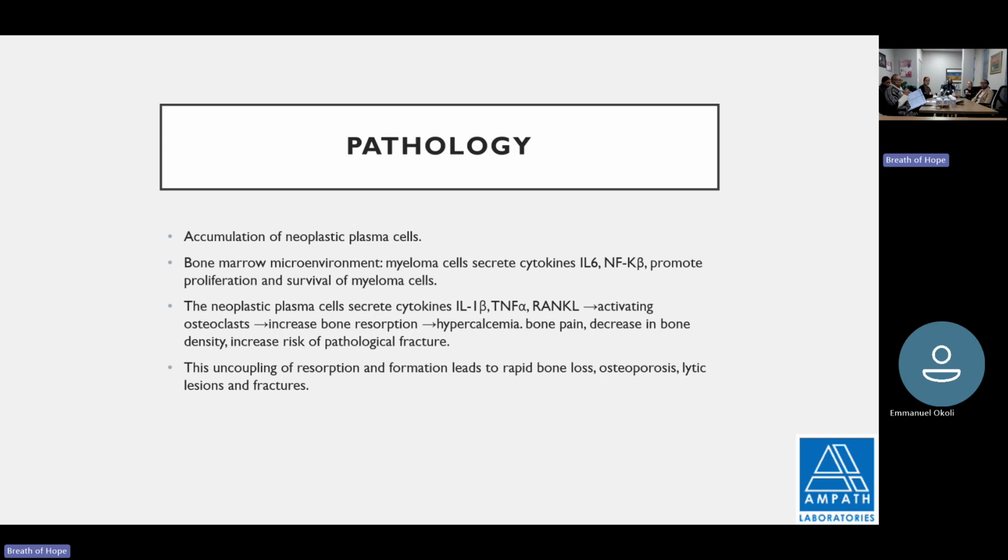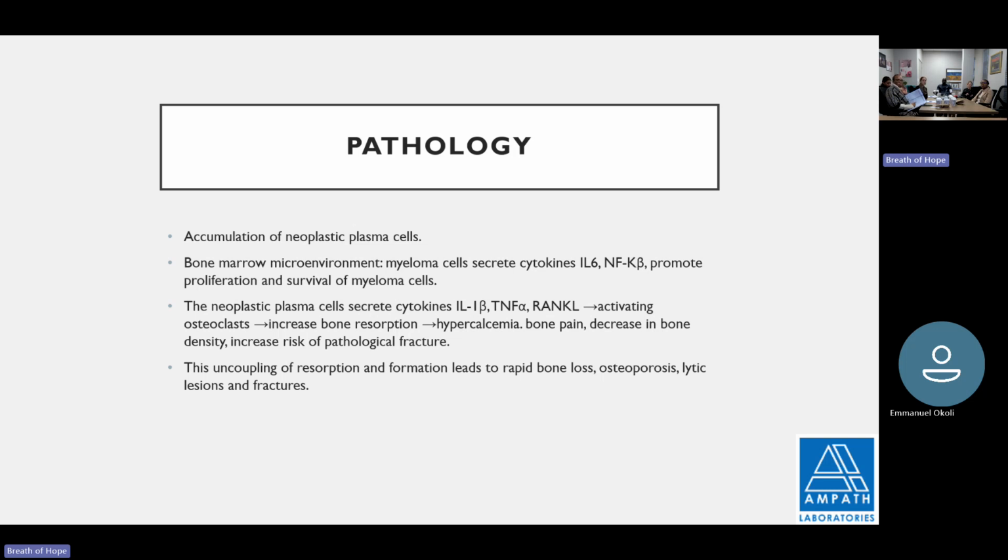So the pathology of multiple myeloma is quite interesting and complex, so I made it one slide just to understand it better. These plasma cells accumulate within your bone marrow, and they stimulate your microenvironment to secrete cytokines. It could be interleukin-6, NF-kappa B, and they promote their own survival. They go into your bone marrow and hide so that there are no other cells willing to kill them, and they stimulate themselves to proliferate and get more. They also secrete interleukins, tumor necrosis factor alpha and RANKL, to activate your osteoclasts, like I mentioned before.